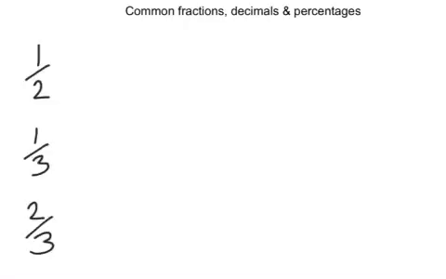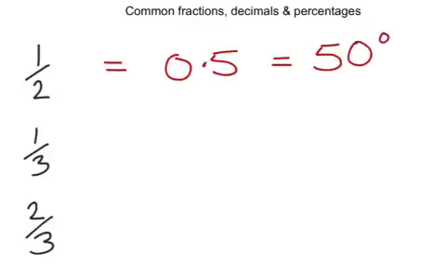So we've learned how to change between fractions, decimals and percentages. However, there are some that we should be very familiar with and be able to almost quote rather than working out. And here's a list of some of them. A half, we should know that as a decimal that's 0.5. Very familiar with that. But we should also know that multiply that by 100 gives us 50%.